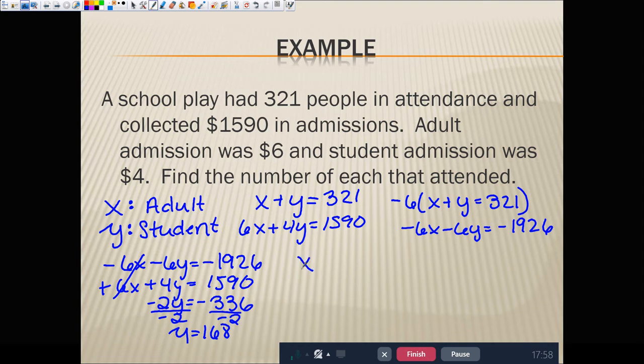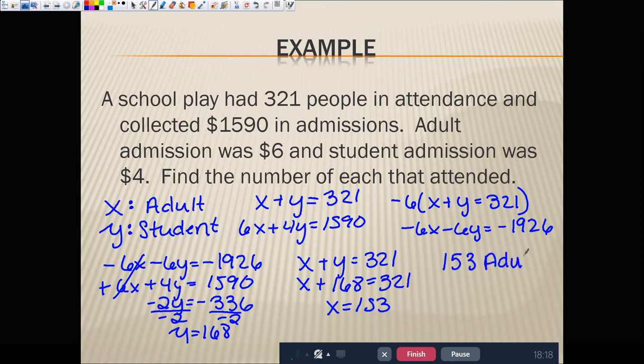So now that I have y, I need to find x. So x plus y equals 321. So x plus 168 equals 321. And x is going to equal 153. So that means I'm going to have 153 adult and 168 student.